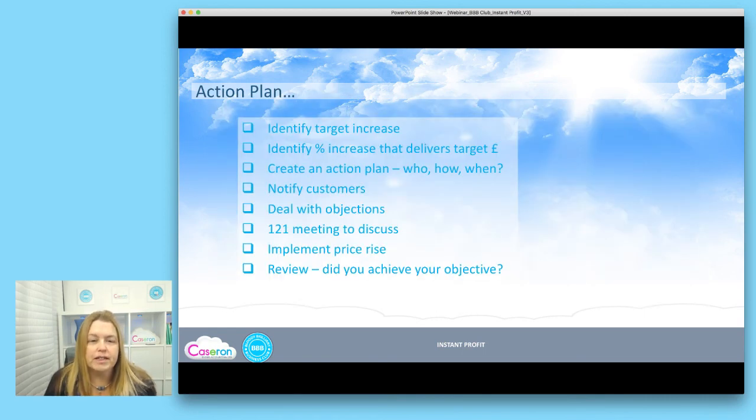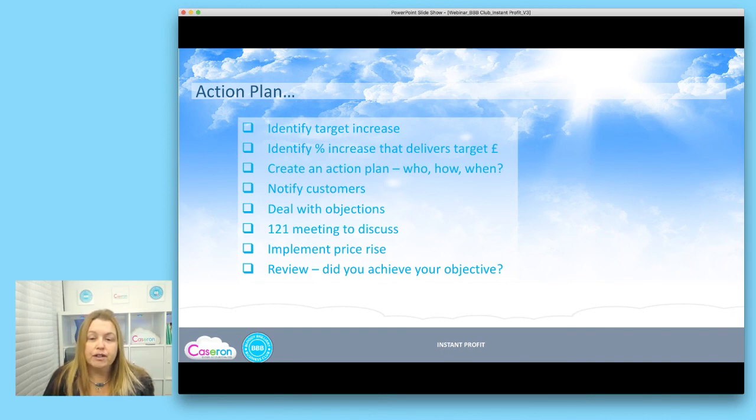So your action plan today is to identify your target increase. What are you trying to achieve this quarter? Identify the percentage of price increase that delivers those target pounds. So if you want to increase your business by, say, £3,000 a month or £10,000 a month, what does that mean in terms of pure price rise? Now, it might be that not all of your profit objective can be achieved by price rises. There's many other things that we can do to add profit to your bottom line, but this is just one of the tools in your toolbox to be able to deliver that.